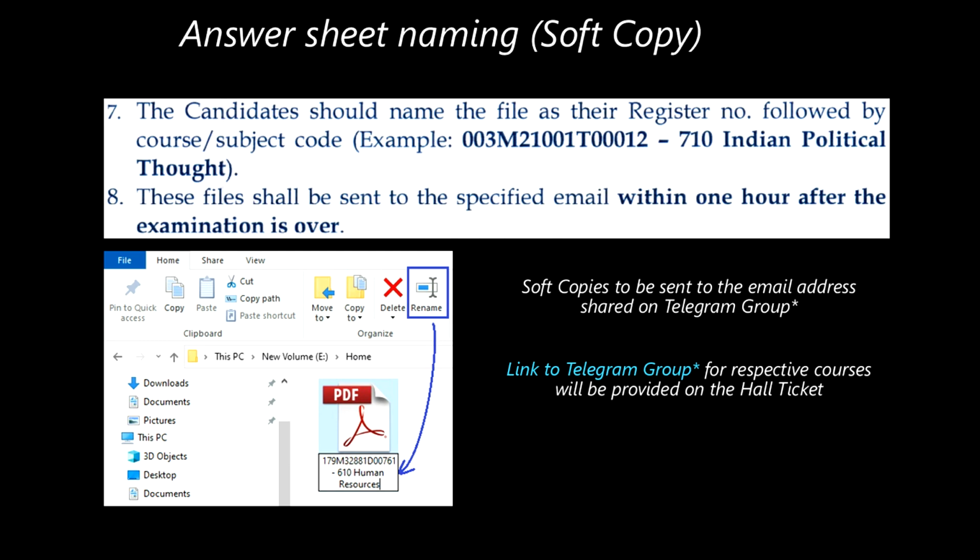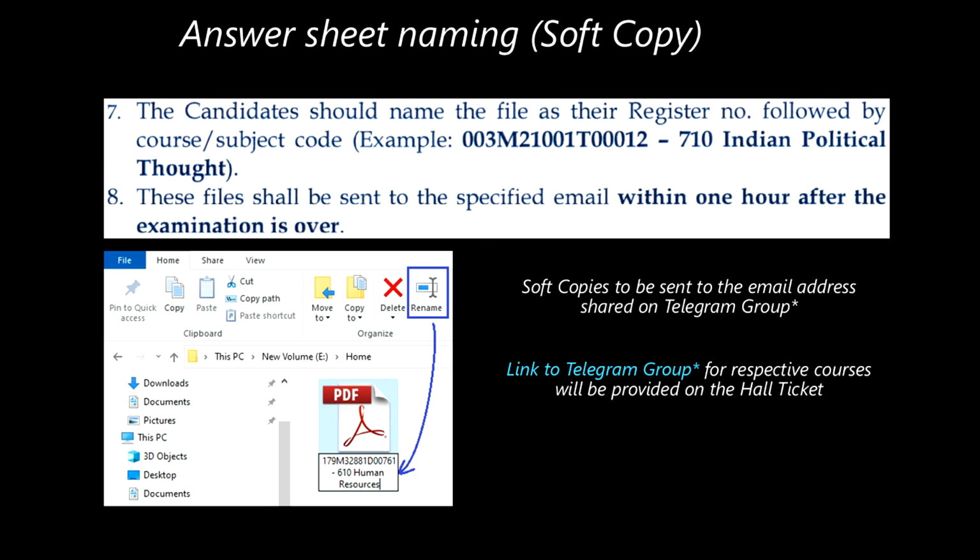As per the instructions given by the university, points number 7 and 8 are important. It says you need to give the registration number as the file name. Again, the registration number is the same as what you have on the hall ticket. It is followed by a hyphen, the course code and the course name. So in the example, you had 710 Indian political thought. In my example, I have taken 610 human resources. This is the format in which you will name the answer sheet just after you have finished scanning the sheets.